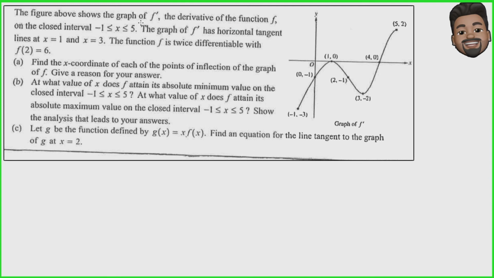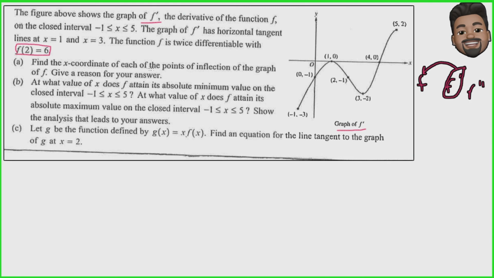The figure above shows the graph of F prime. So they're giving us F prime, the derivative, and the graph of F prime has horizontal tangents at x equals 1 and x equals 3. The function F is twice differentiable with F of 2 equals 3. They give us an initial condition. This tells me, just so you know, if they're giving me F prime, I'm probably gonna have to go backwards because they're giving me an initial condition right here. So keep that in mind. So let's go ahead and get started.